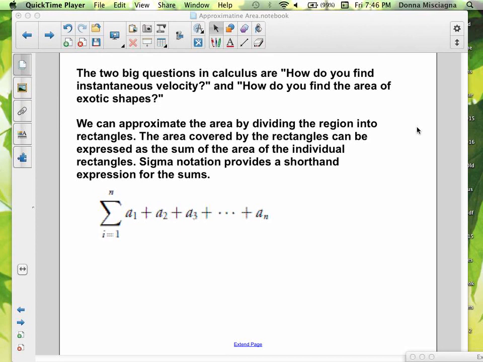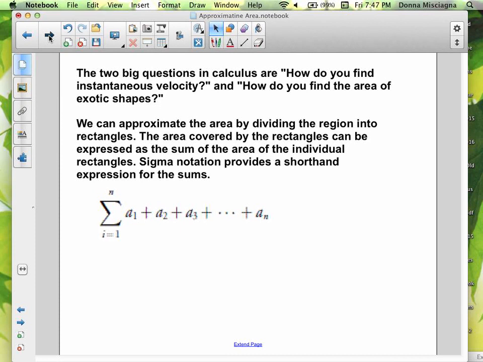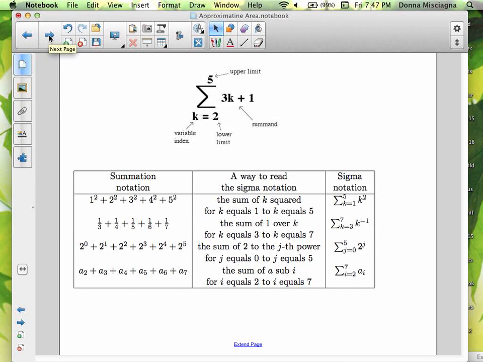So with sigma notation, it's just a way of compactly describing what we're adding up. It lets us find the values without always writing all the values down, and it allows us a way to find different values. Right, so let's take a look at what sigma notation tells us. All right, so here we have an example.